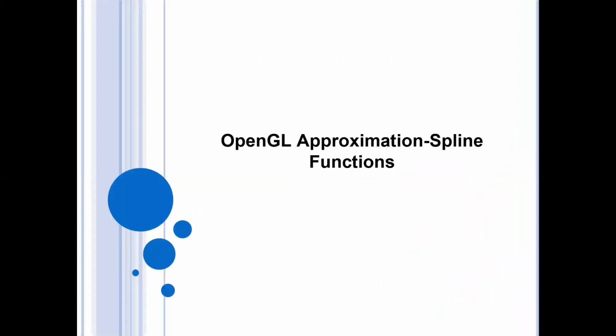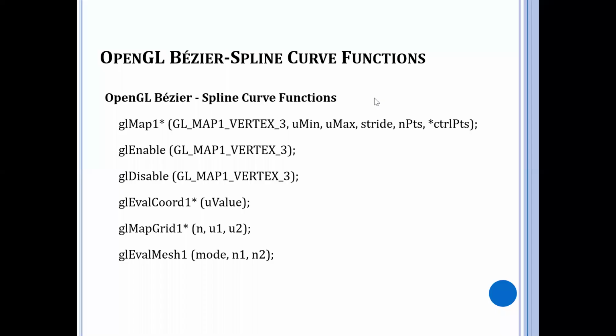Moving further, we have the OpenGL approximation spline functions. So far, we have discussed the different functions for the representation of surface objects. Now let us move on and understand the approximation spline functions. Let us look at the different spline functions one after the other.